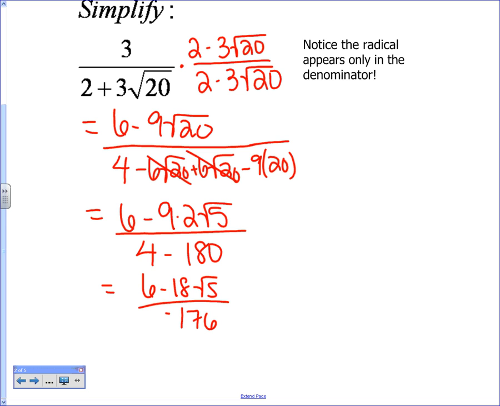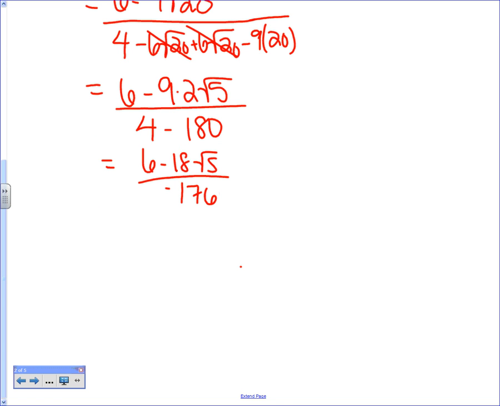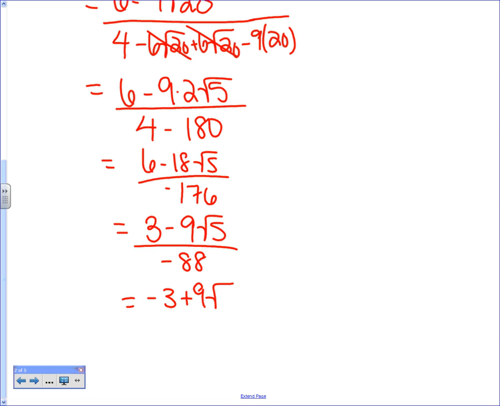Do you have that right? Any other questions? Okay, so will this one reduce? Will 176 divide by 6? Okay, just divide by 2, so 3 minus 9 square root of 5 over negative 88. They're not going to leave the negative in the denominator. They're going to make it negative 3 plus 9 square root of 5 over 88. Does that make sense?